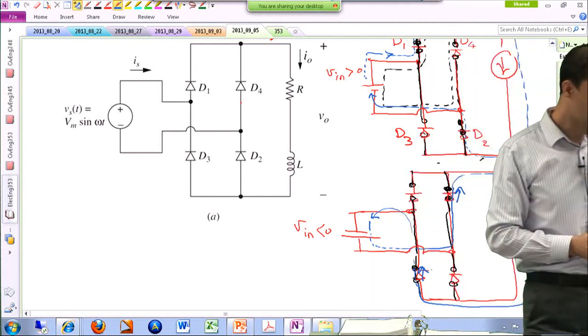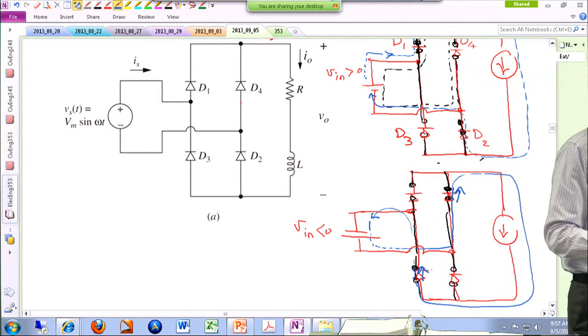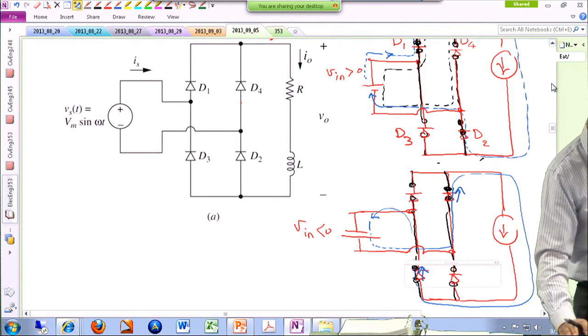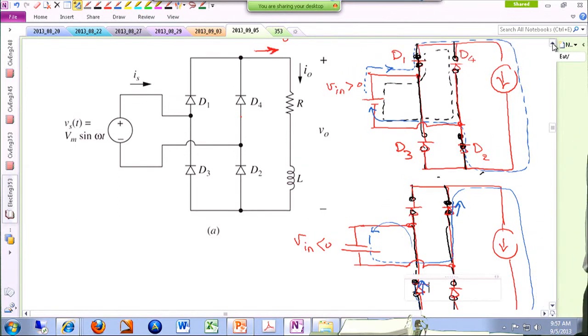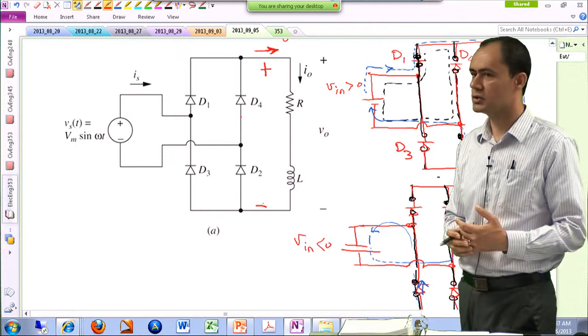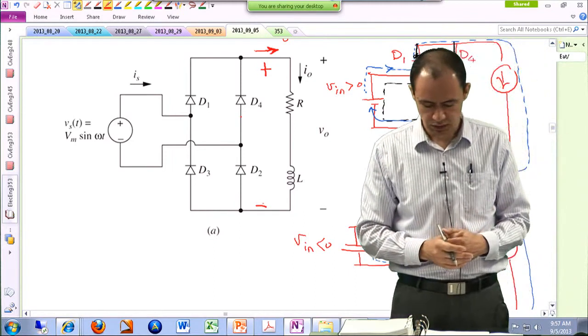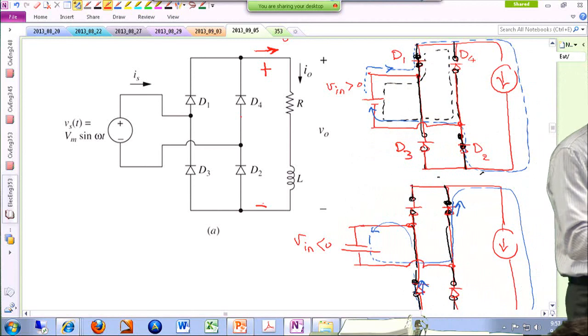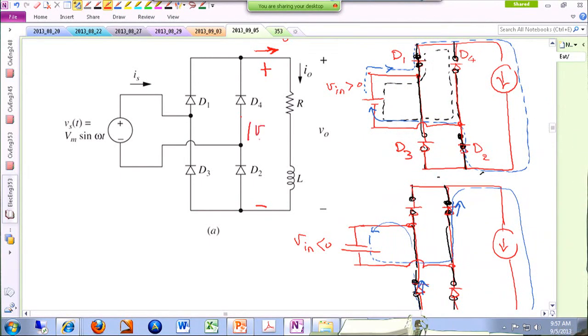If you are trying to monitor, and I'm going to tell you why, if you're trying to monitor this voltage waveform from here to here, in this particular schematic, it is actually identified as the output voltage. As it turns out, if you're plotting this voltage, it is going to be the absolute value of the input voltage.